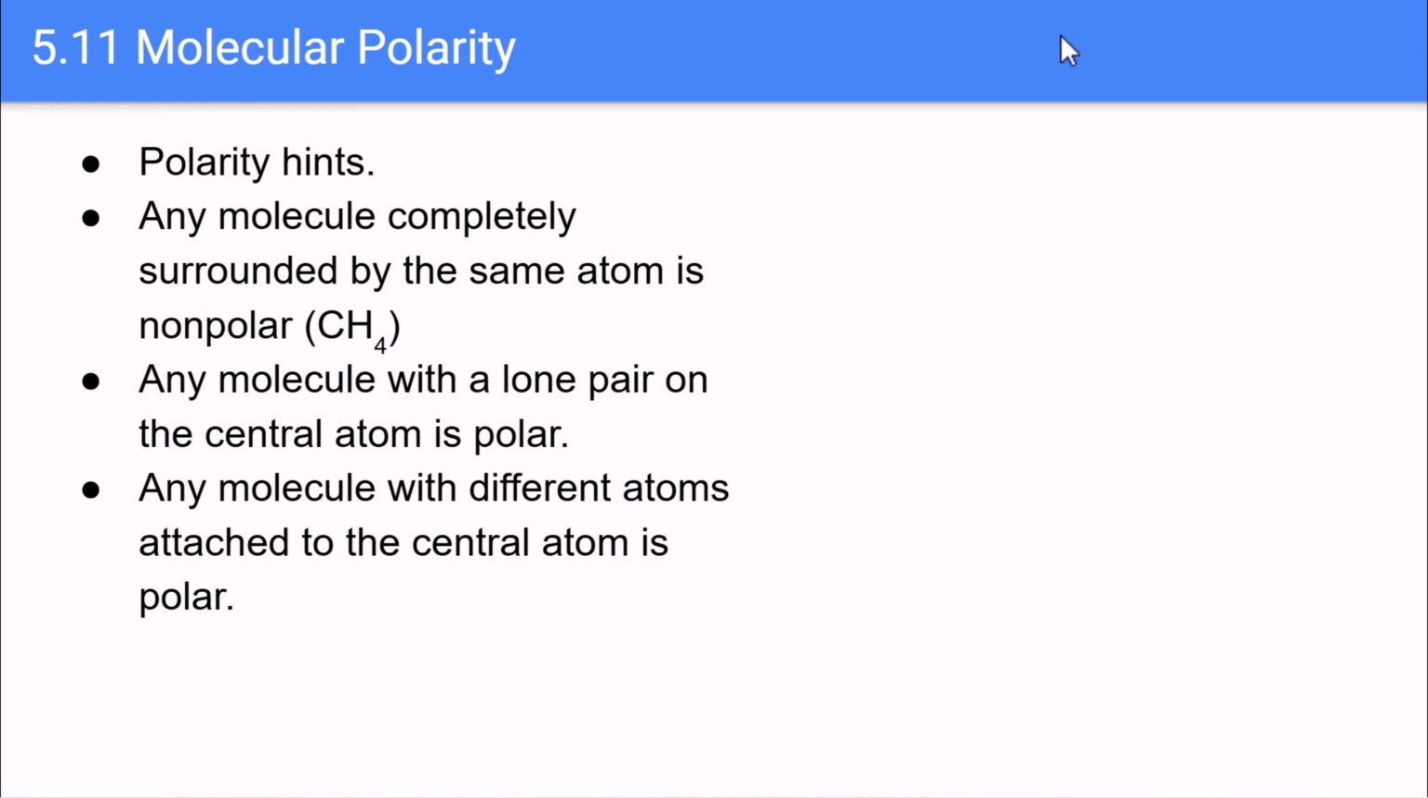Any molecule with a lone pair on your central atom is polar. Again, different classes will differ on this. If you have expanded octets, sometimes that rule does not necessarily apply. So you can't always utilize that rule, but for me and for my class, you absolutely can.